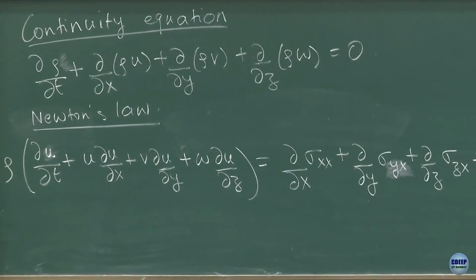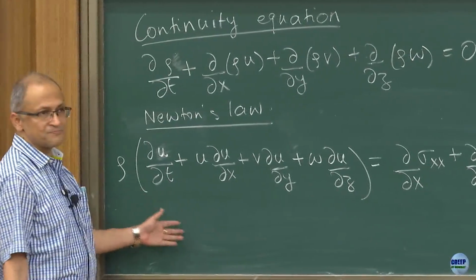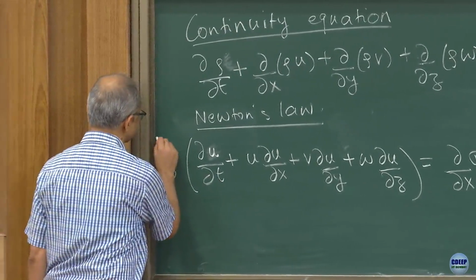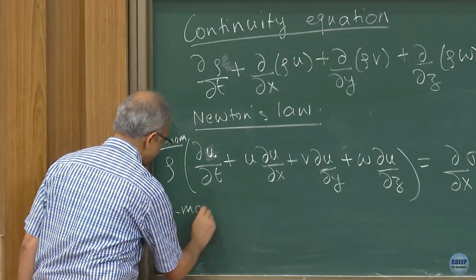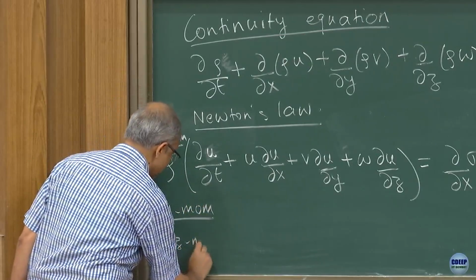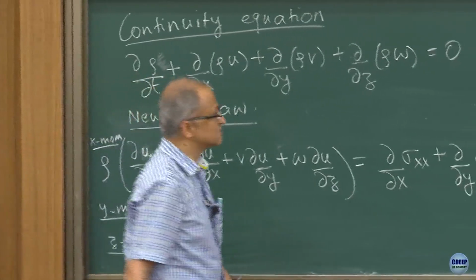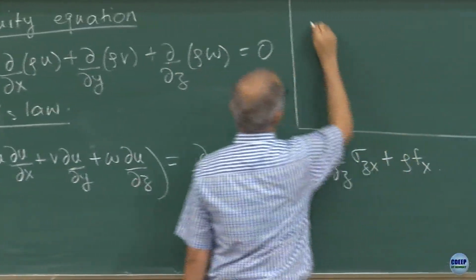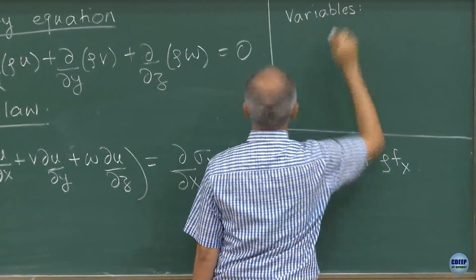I hope everybody is with me. This is what we derived in the previous class: conservation of mass and conservation of momentum. This is the x momentum equation. Similarly, you can have the y momentum equation, and there is going to be a z momentum equation. I'm not going to write down these equations, but you can write them down by changing the variables. Now, before proceeding, what we want to do is figure out what the variables are and how many of them there are.